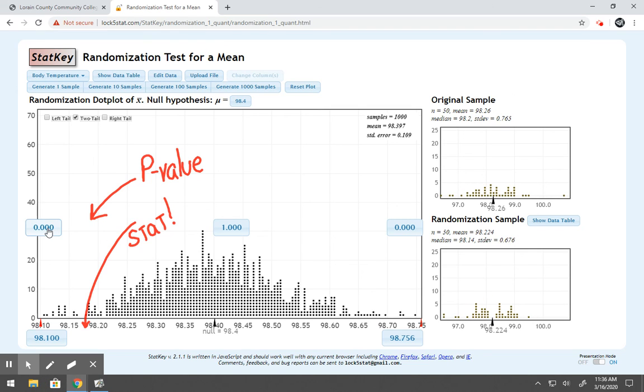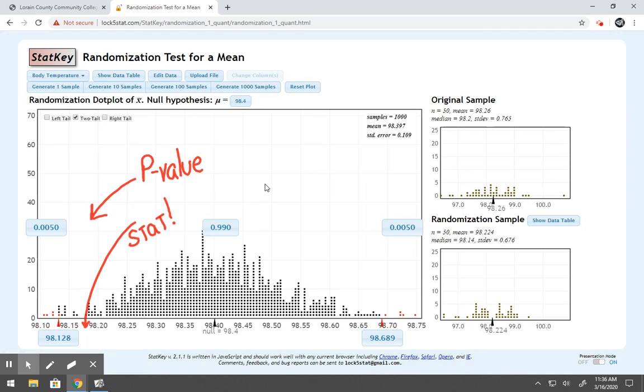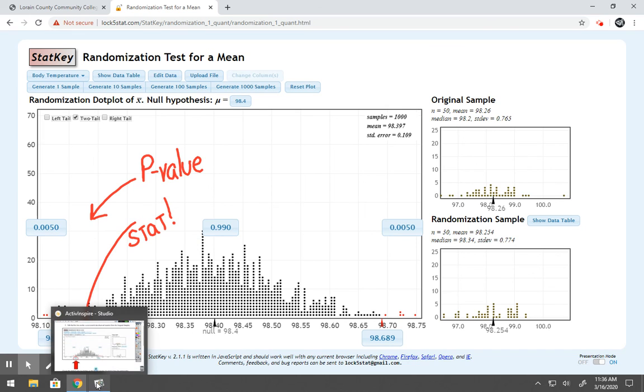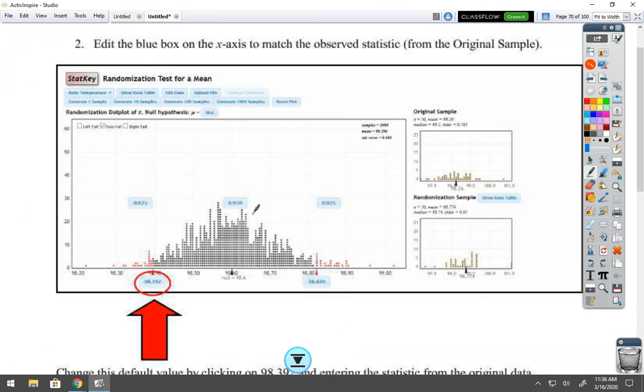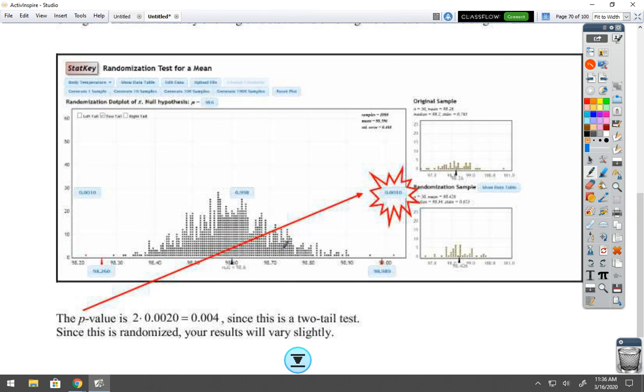Now, I can also change the p-value. I can click on here and say, I want the p-value to be 0.005. It will change the p-value and say, this is the stat that goes with this particular p-value. Very important nature of what we're doing. You can see all the associations here.